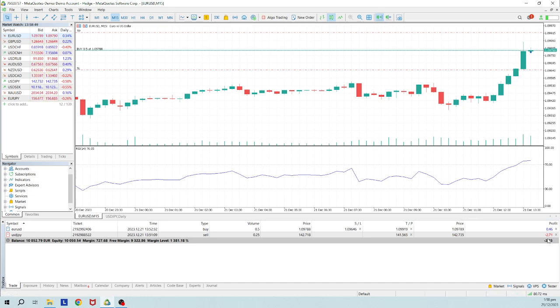These are just two scalp trades that I've gone in. You can see earlier today. The account's at 10,050. Again, it's a demo account.